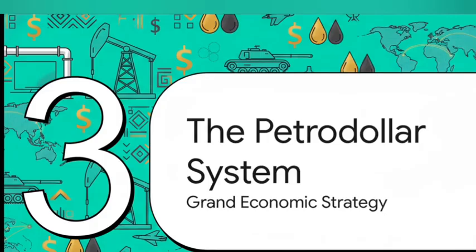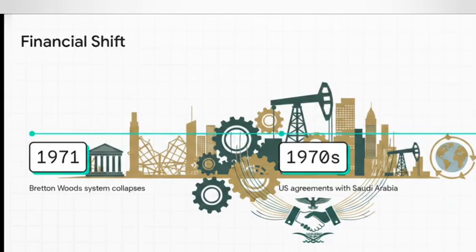Section 3, the petrodollar system. Now, what's really interesting about this slide is the 1970s brought a seismic financial shift that changed the world order all over again. In 1971, the old economic order, the Bretton Woods system, completely collapsed. And in the void left behind, the United States moved incredibly swiftly to make crucial strategic agreements with Saudi Arabia, effectively birthing a brand new economic paradigm.